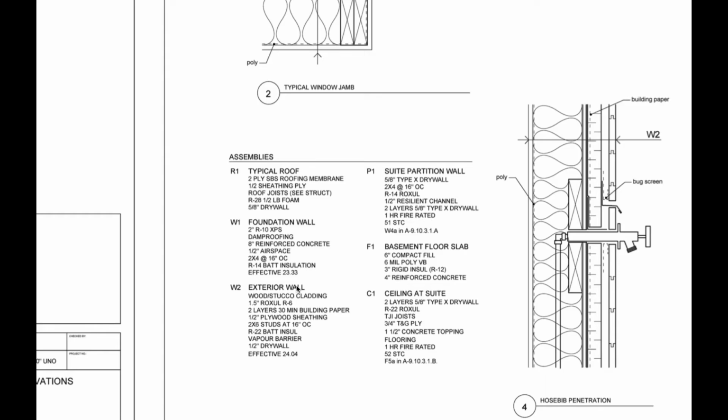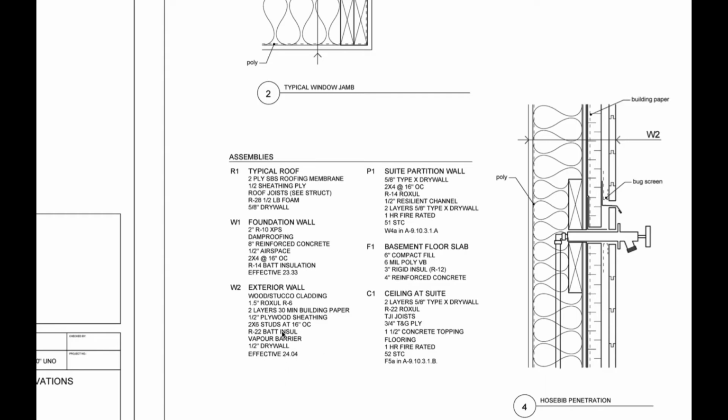W2 is an exterior wall, so it goes from the outside basically in. So on the very far outside we have wood stucco, then we have Roxol, which is outsulation, which is cool. That's gonna be rigid outsulation. 2 layers of building paper, 1/2-inch plywood sheathing, 2x6 studs at 16. Then inside of those they have R22 batt insulation, a vapor barrier, and then drywall.